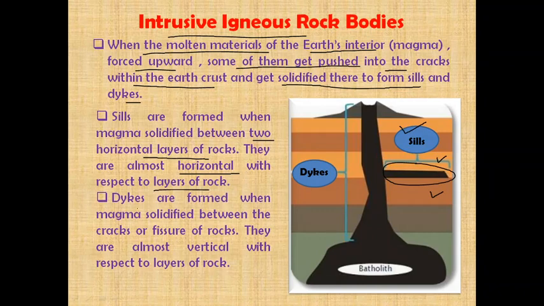On the other hand, dikes are formed when magma solidifies between the cracks or fissures, as you can see in the diagram, that when the solidification of magma is taking place between the cracks or fissures passing through the layer of rock, it is called dike. Now dikes are almost vertical with respect to the layers of rock, or if you observe this diagram you will understand that even with respect to sill, dikes are vertical.